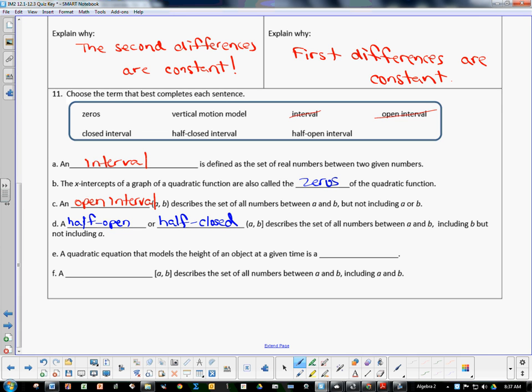E states here a quadratic equation that models the height of an object at a given time is a vertical motion. Now, keep in mind, a lot of students, as you move throughout Integrated 2, Integrated 3, think of this word model. You're modeling a real-life situation, but that model is really an equation. It's an equation that models the problem situation.